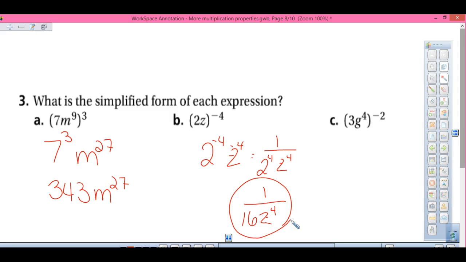Let's distribute this one. We get 3 to the negative 2, g to the negative 8. They're both negative, so they both have to go to the bottom of a fraction. So 1 over, what is my 3 to the 2nd? 9, g to the positive 8th. Once it moves to the bottom, it becomes positive.